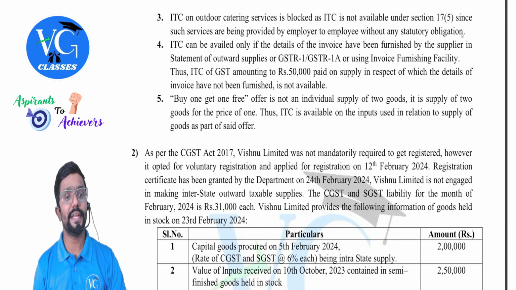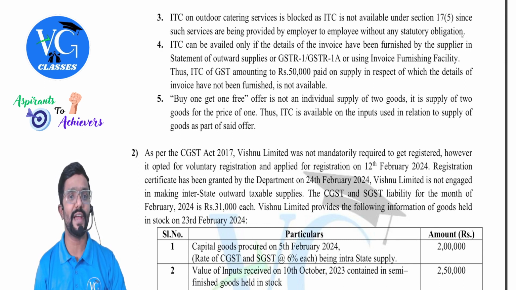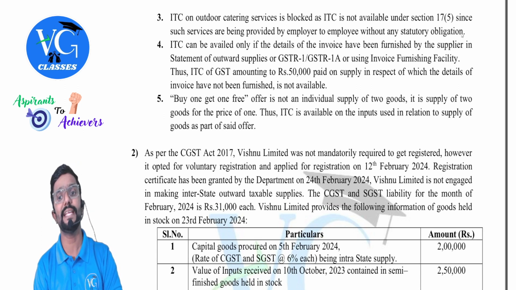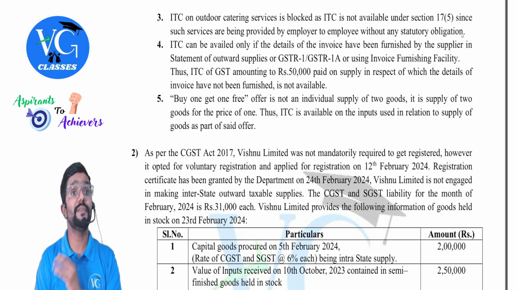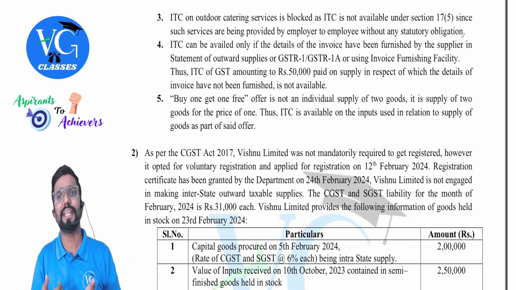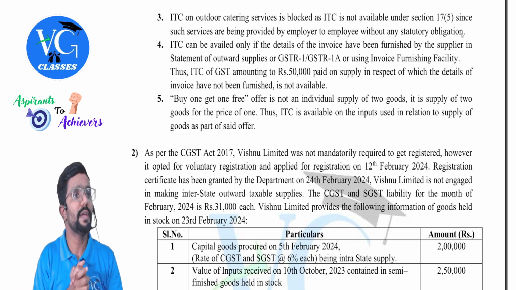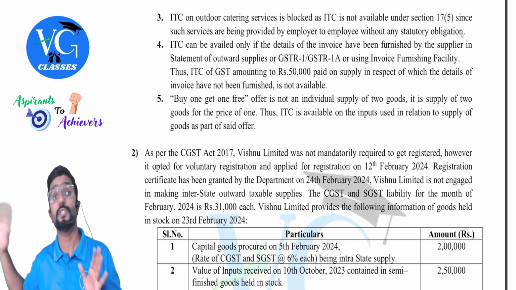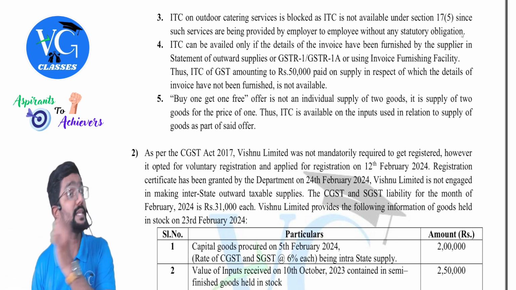Why so? I have given the explanation in the note. ITC on the outdoor catering services is blocked as ITC is not available under section 17.5 since such services are being provided by the employer to employee without any statutory obligation. Or even if it is for further supply, can we claim the credit? Yes, but obviously here employer purchased it or took this catering service in order to give it to their employees. So are they further supplying it? No, guys. But see, this can happen sometimes.